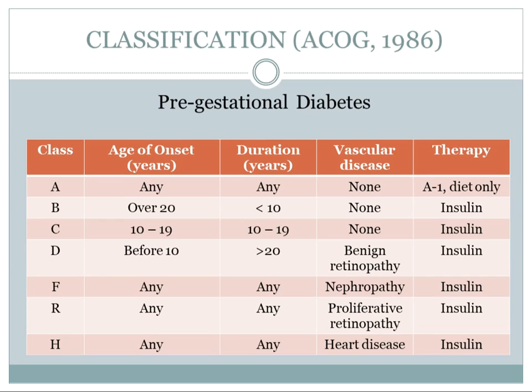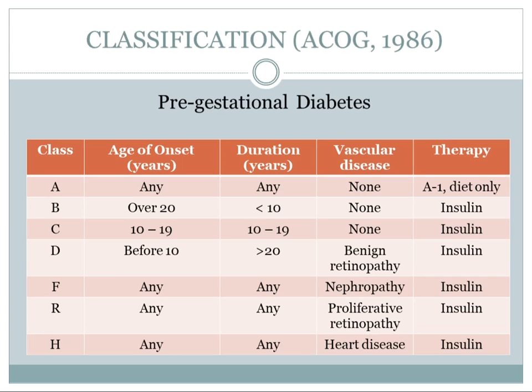Now, this classification was previously followed, as given by the ACOG, American College of Obstetricians and Gynecologists, but now we have given it up. The classification that I described before is what we use. Just for completion's sake, I will tell you, I don't know if they are still teaching you this in general medicine. This is Priscilla White's classification, particularly of pre-gestational diabetes, where it depends upon the age of onset, the age of the patient when diabetes appeared, the duration of the disease, whether any vascular disease is present or not, and the type of treatment.